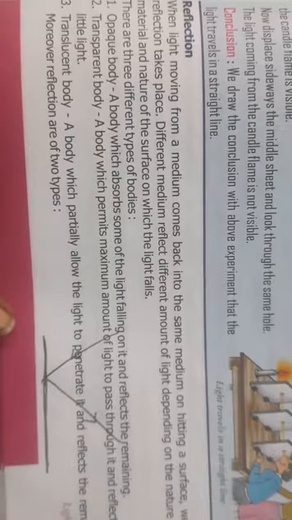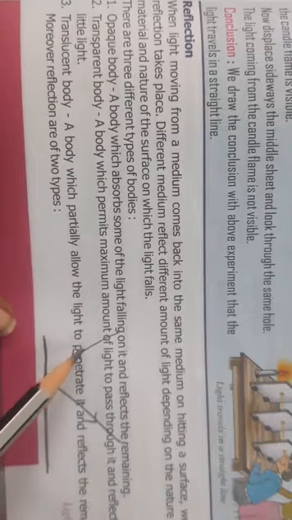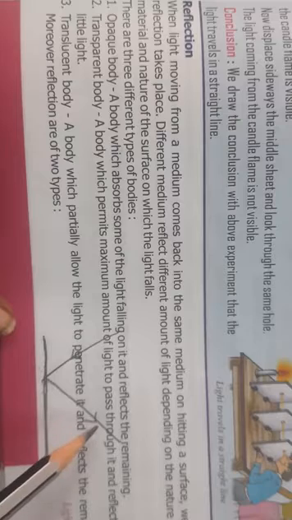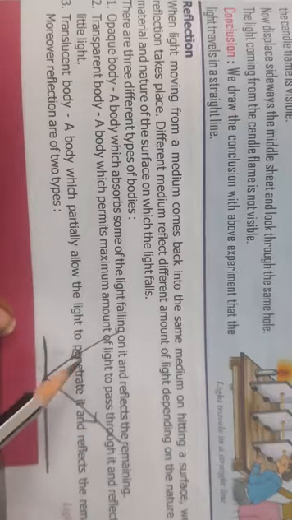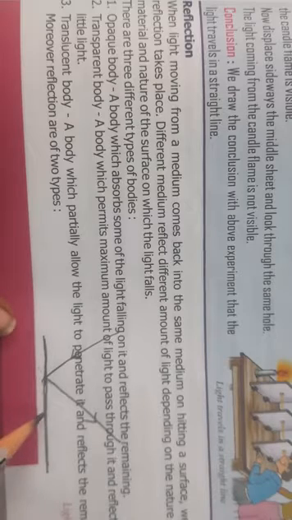When light moving from a medium comes back into the same medium after hitting a surface, एक surface को hit करने के बाद. Now different media reflect different amounts of light depending on their nature. Nature of the material on which the light is falling. जिस material के ऊपर ये light fall करता है, it depends on that.